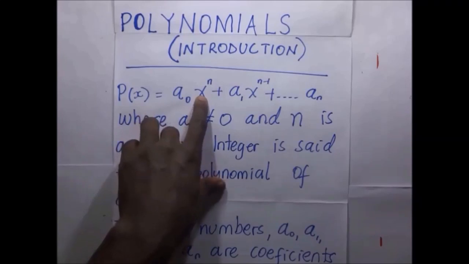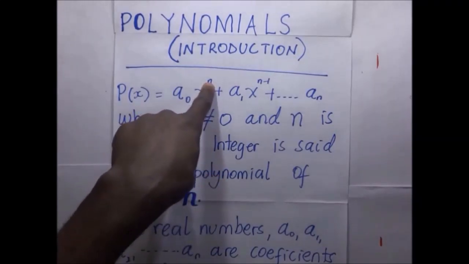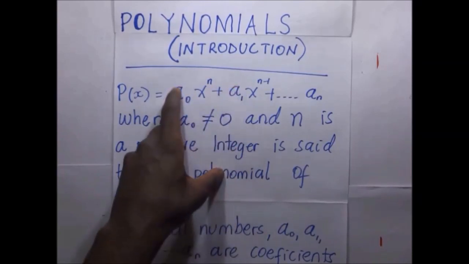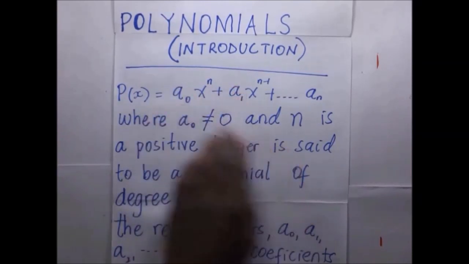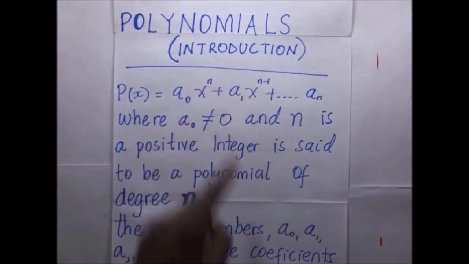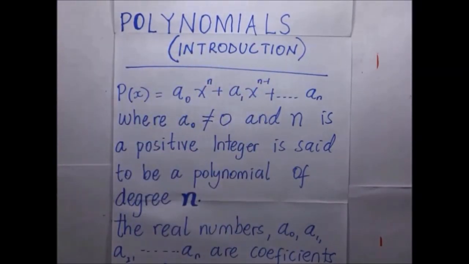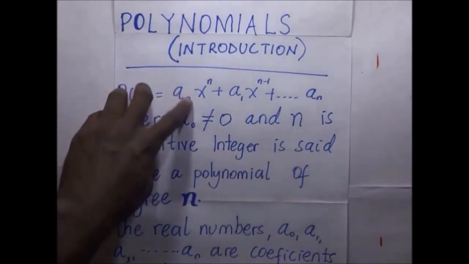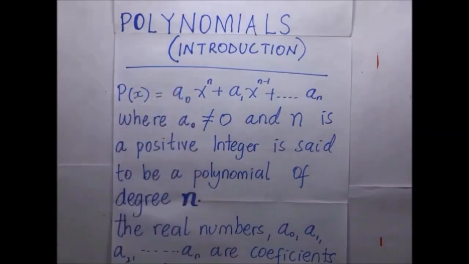Now, this x is an unknown to the power n. The n can be any number, 1, 2, 3, whatever. These values of a0, a1, and so forth are simply coefficients of these unknowns. And these equations can have powers of 2, 3, 4. But this value of n should be a positive integer, and this value of a should not be equal to 0 for it to be a polynomial.